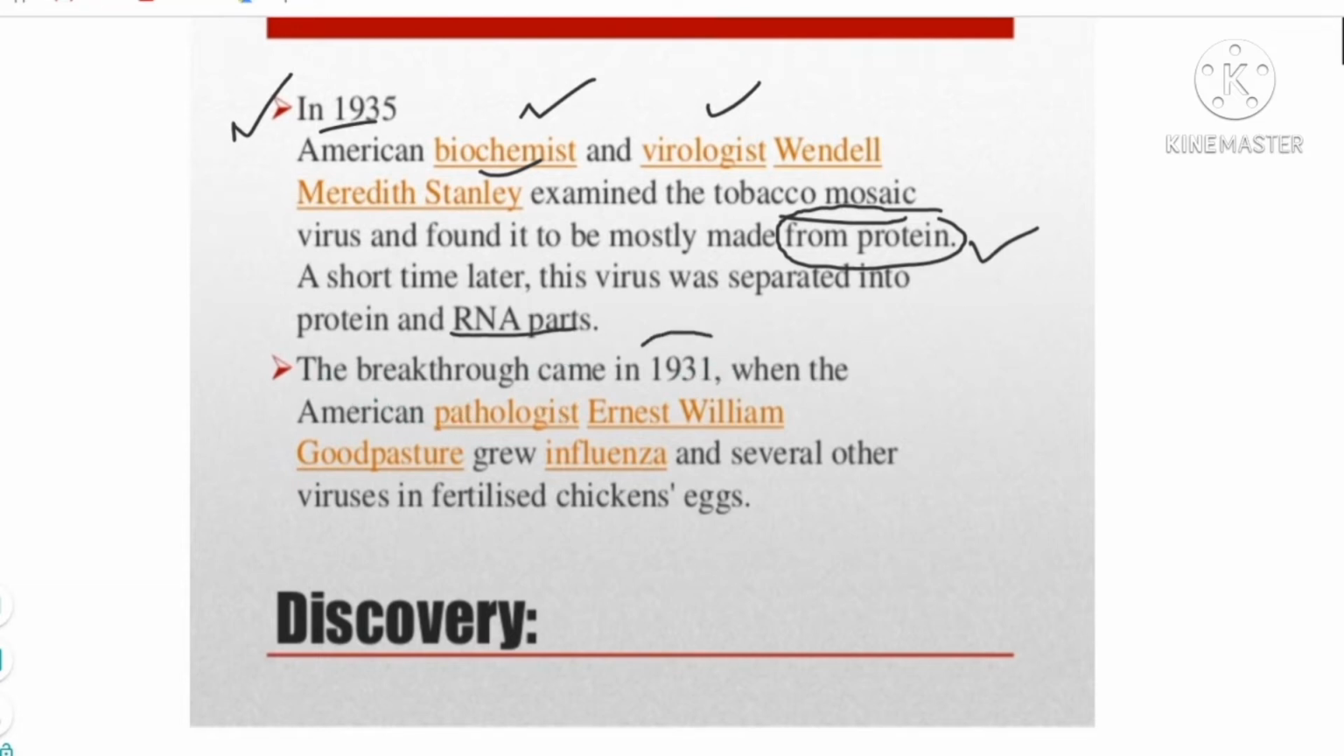Another American pathologist, around the same time in 1931, grew influenza and several other viruses in fertilized chicken eggs. This is actually the discovery of virus. How viruses were discovered you can study easily in the book: that this scientist grew the influenza virus and other viruses in chicken eggs.